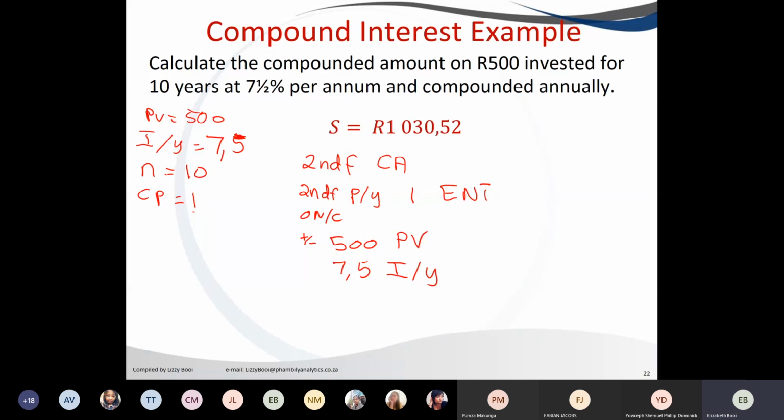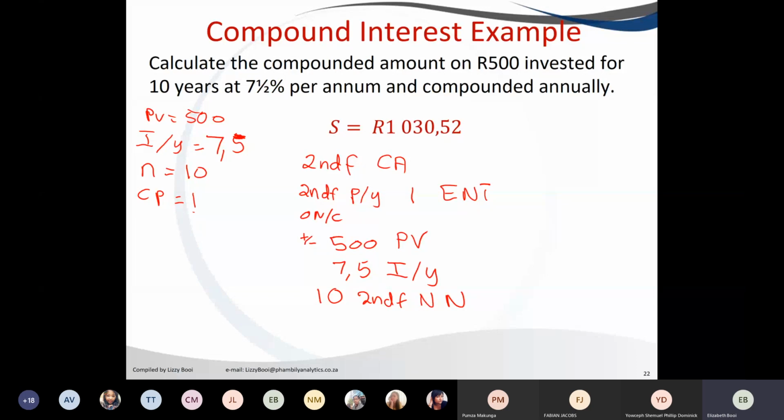And once you have captured your interest, you are ready to capture your period. Our period N is 10. So you're going to say 10, but we need to multiply by the compounding period so that we always remember. So we're going to say second function N, and we're going to press N again because we want to store that period multiplied by the compounding period. If you look on top of the N, there is a multiply by P/Y, which is why when I say second function N, it means I'm multiplying by the compounding period.